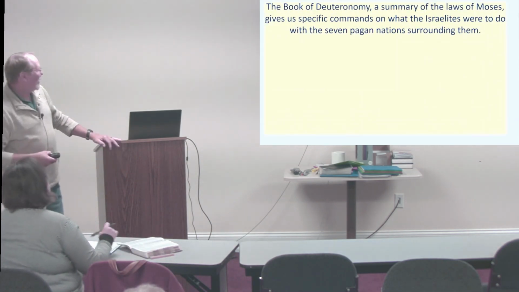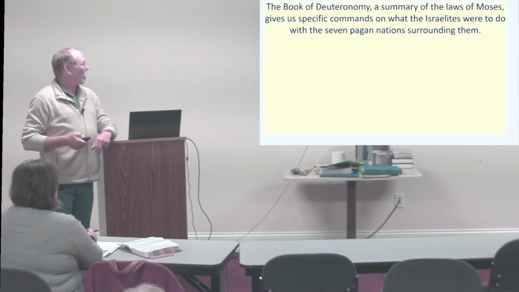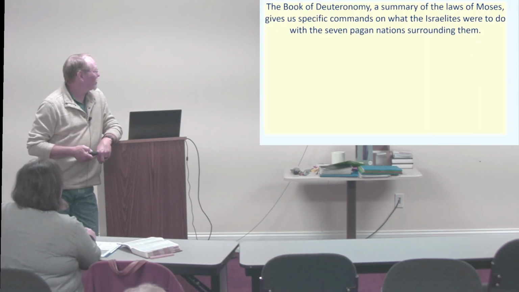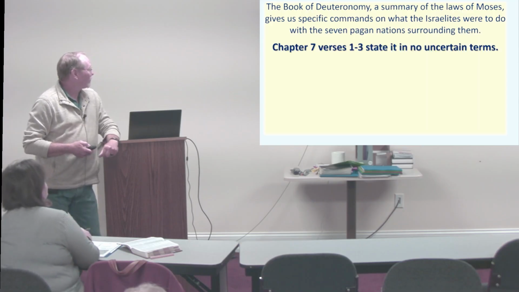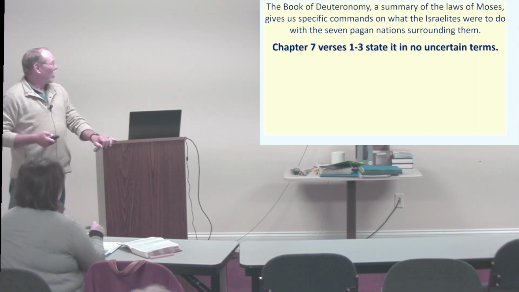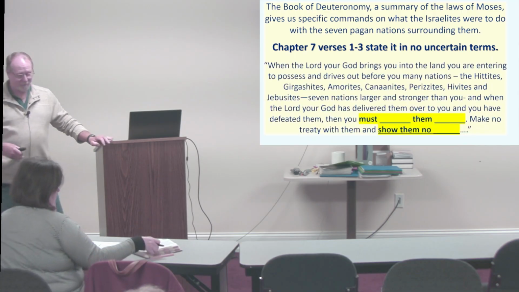The book of Deuteronomy, a summary of the law of Moses, gives us specific commands on what the Israelites were to do with the 7 pagan nations surrounding them. Chapter 7, verses 1 through 3 states, in no uncertain terms. Who wants to read that?